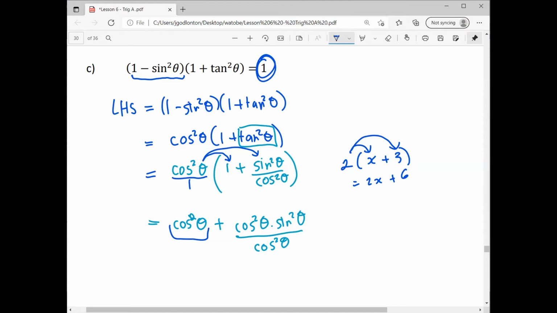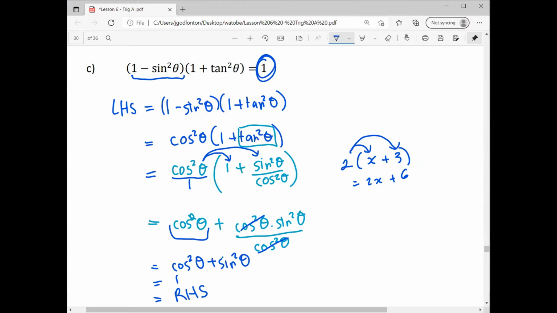Okay, let's have a look at some of the things in the comments. Good, we can cancel the cos squared thetas in that second one. Good. And then what we are left with is cos squared theta plus sine squared theta, which is equal to 1, which is equal to our right-hand side. Okay.